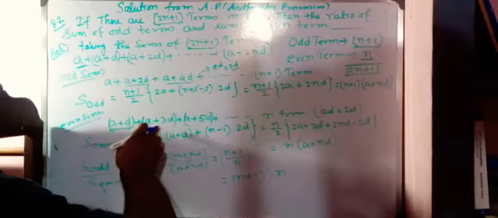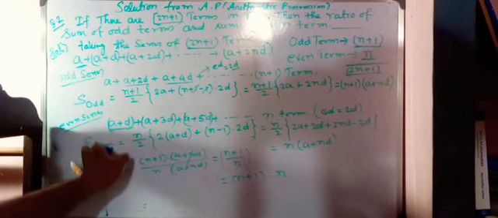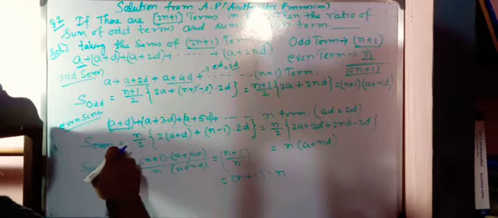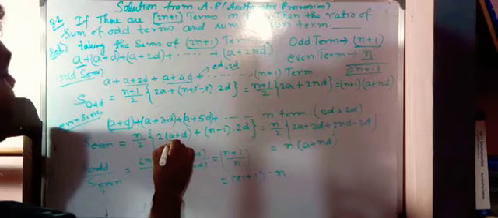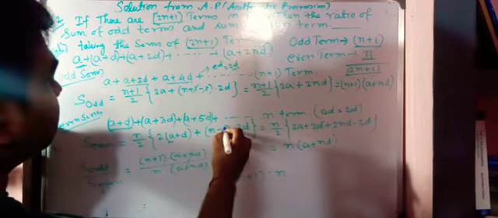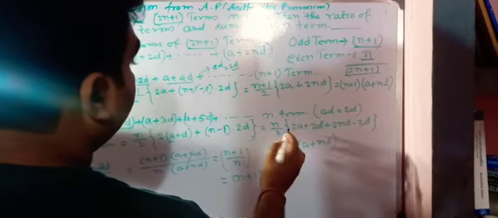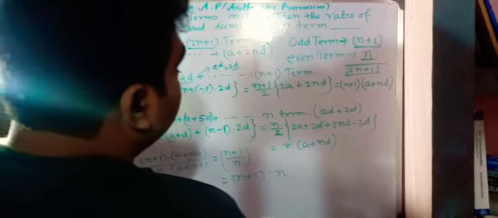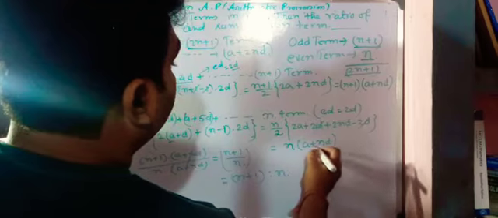Now here also we can see that the common difference is 2D. So if we do the summation of this series, S even, we get S even equal to n by 2 into (2A plus D plus (n minus 1) into 2D). Understood? By calculating n by 2 into (2A plus 2D plus 2nD minus 2D), we get n into (A plus nD).